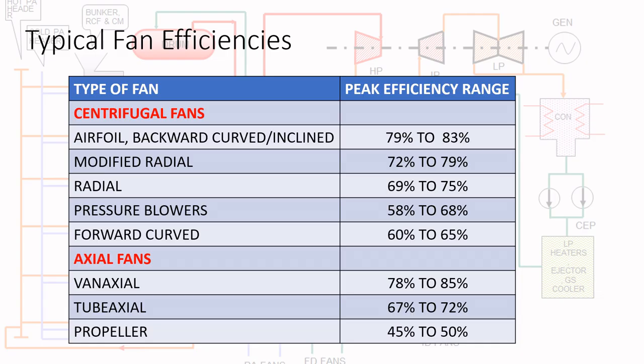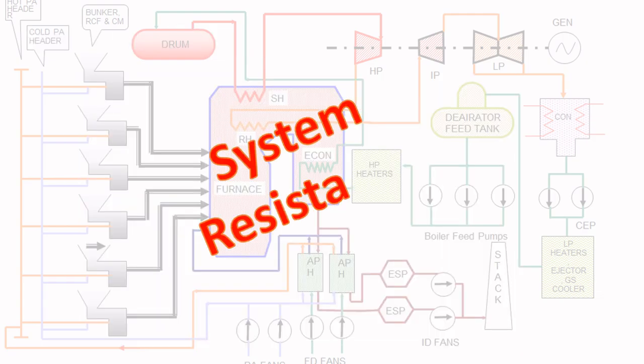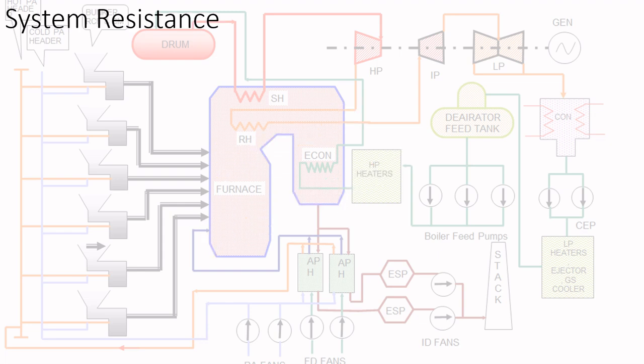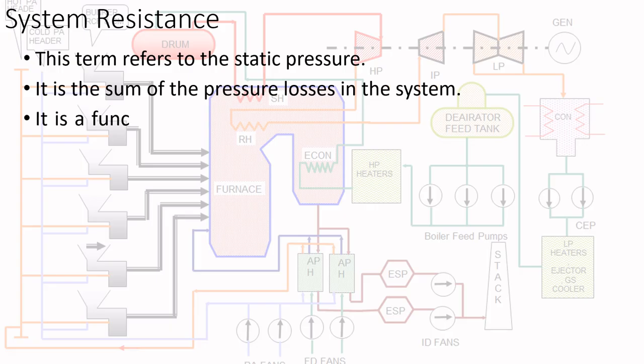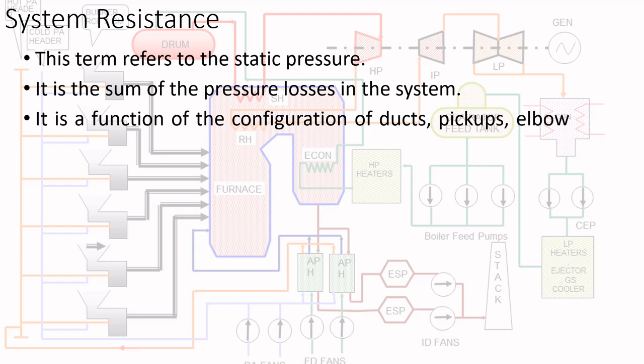Now we will come to know about some terms. Here the term is system resistance. We are going to talk about this. The system resistance refers to the static pressure. Now this system resistance is the total sum of pressure losses in the system. It's a function of the configuration of ducts, pickups, elbows, and the pressure drops across equipment.